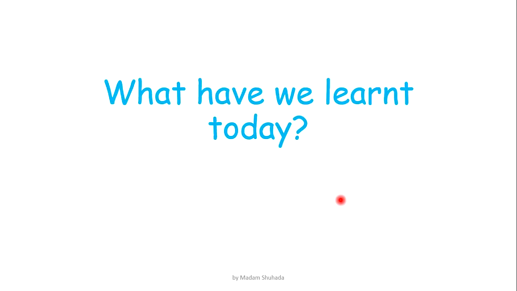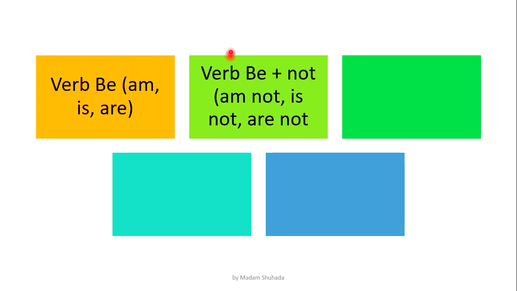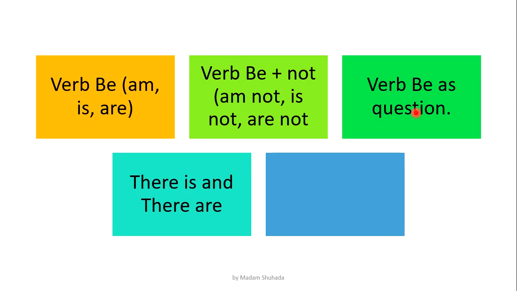So, we have come to an end here. So what have we learned today, guys? What have we learned? So first, we learned about be verb, which is am, is, are. Second, we learned about be verb plus not: am not, is not, are not. And then we learned about be verb as question. And then we learned about there is and there are. And the last one, we learned about there aren't and there isn't.